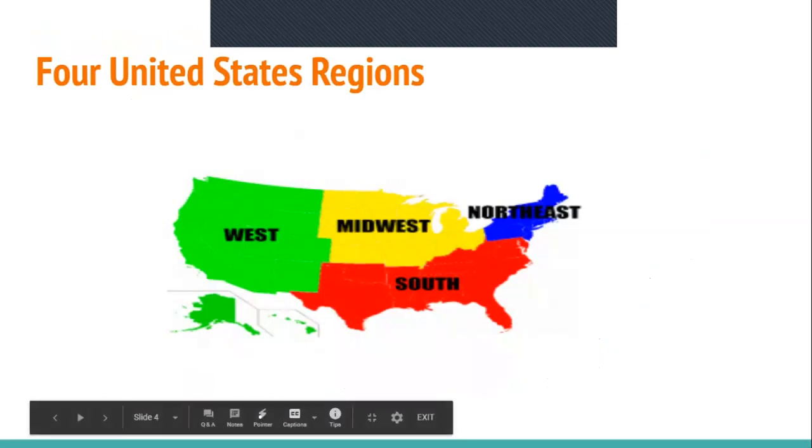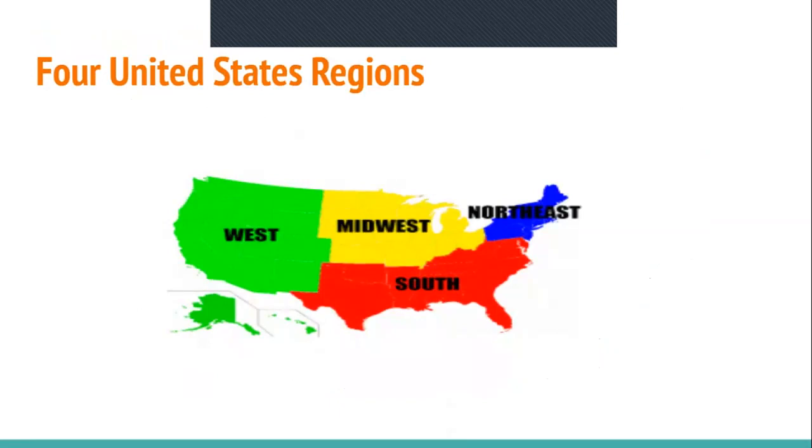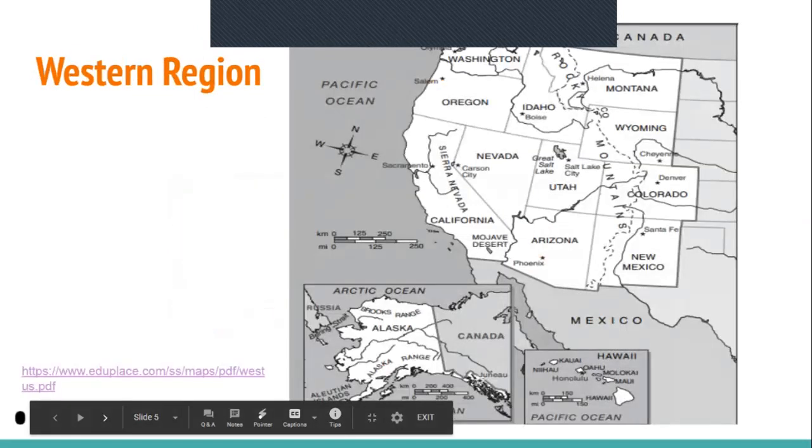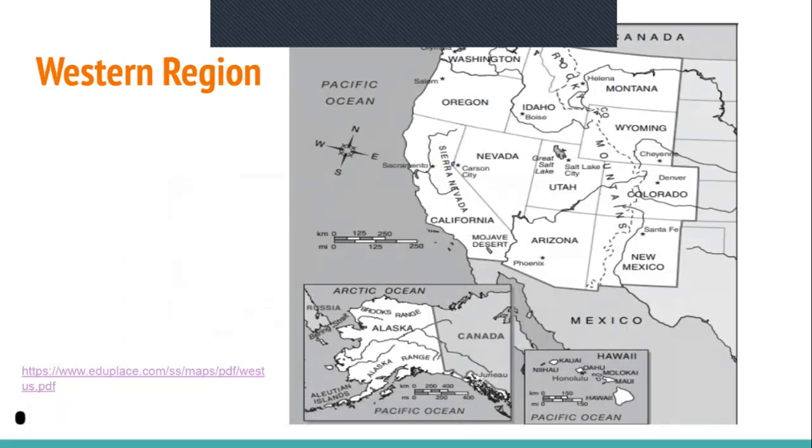As a grade level, we study the history of the United States in 4 regions, in different sections. The first being the Western section, because that is where we currently reside. Then we study the Midwest region, the Southern region, and finally the Northeast region. We study the Western region first because that's where we live.